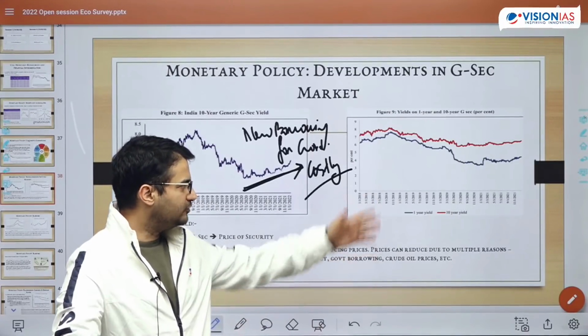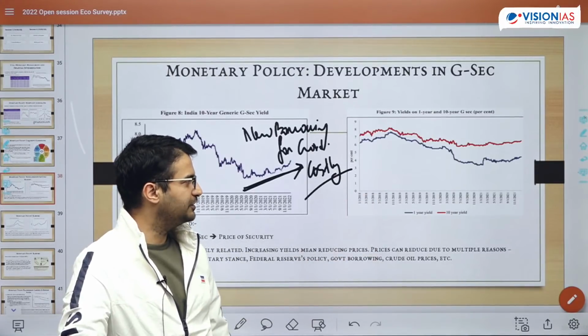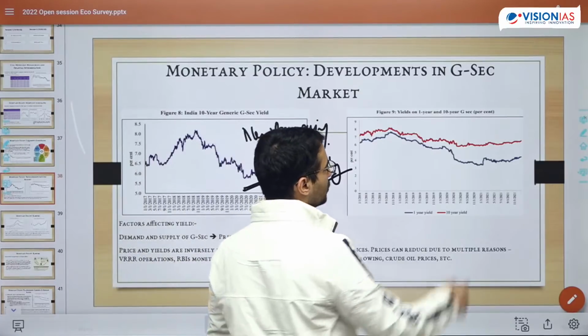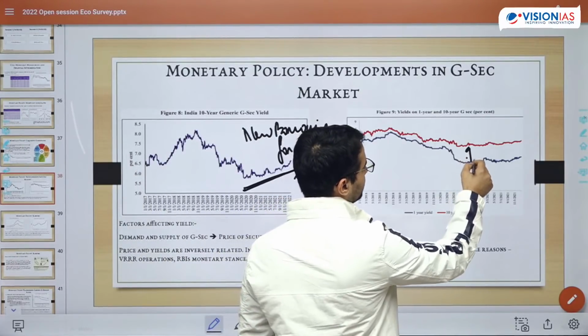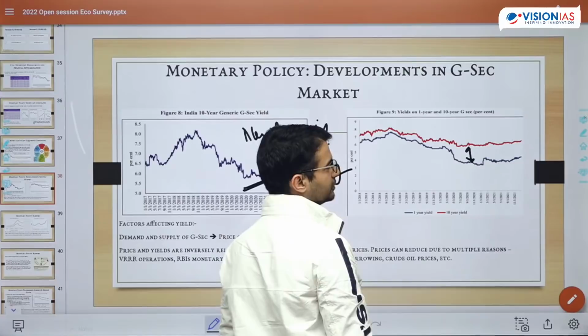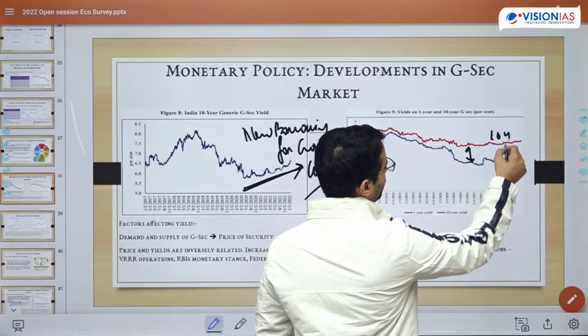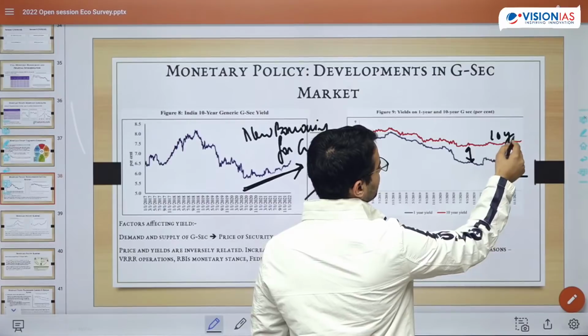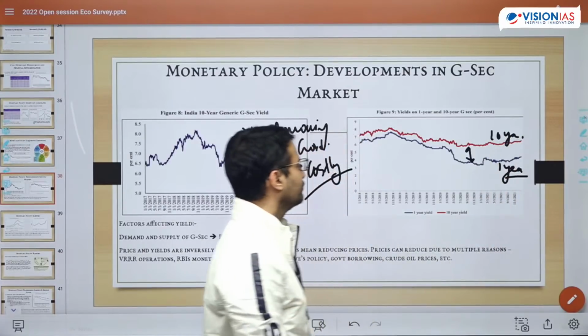On your right hand side, you see two graphs. You see a graph in which there are two lines, as you can see. These are yields on long duration and short duration. This is the 10-year government bond and this is the 1-year government bond. एक साल के लिए borrow करना है, interest rate कम है. 10 साल के लिए borrow करना है, interest rate ज़्यादा है.